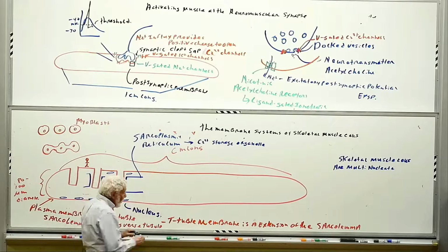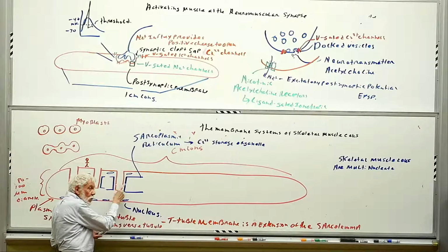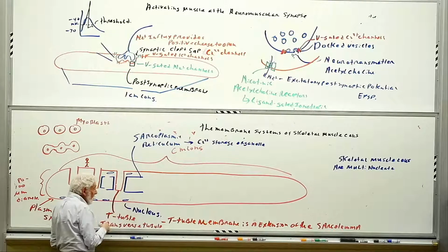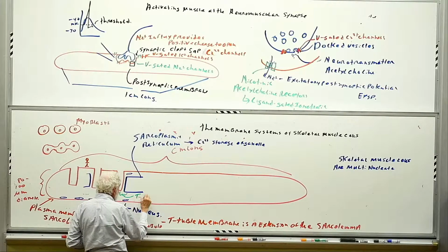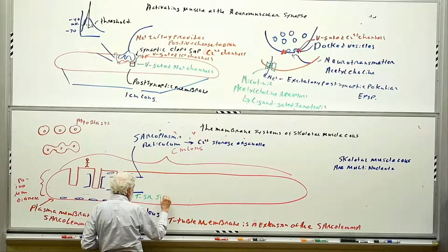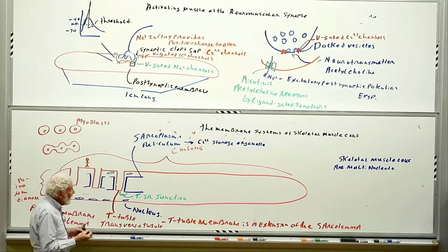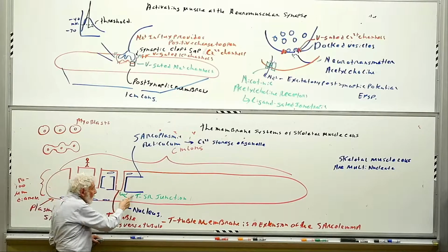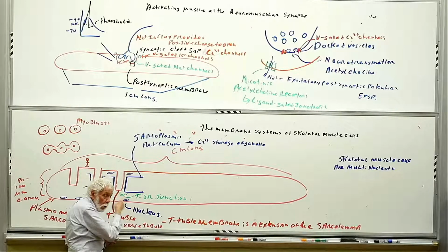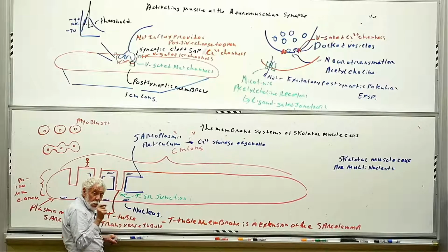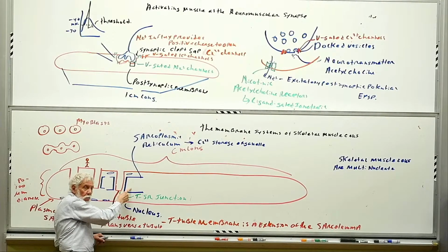Now, there's this site here where the T tubule comes really close to the sarcoplasmic reticulum, and this has a name. This is the so-called TSR junction. It's just the site where the T tubule membrane approaches the sarcoplasmic reticulum membrane. They never quite fuse, they're always separate. But there are bridges. We can see bridges between the T tubule membrane and the sarcoplasmic reticulum membrane.